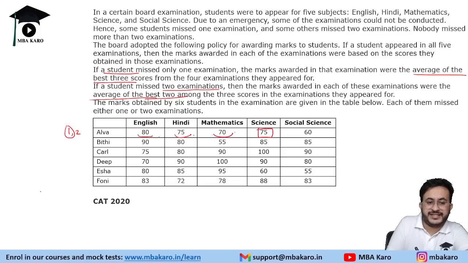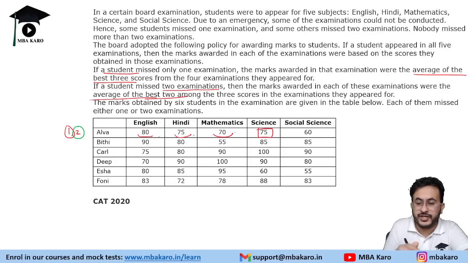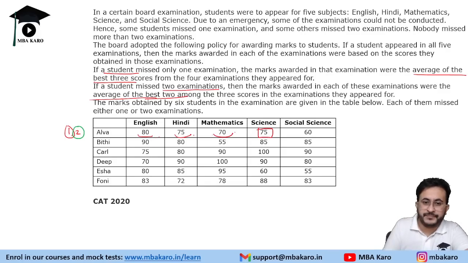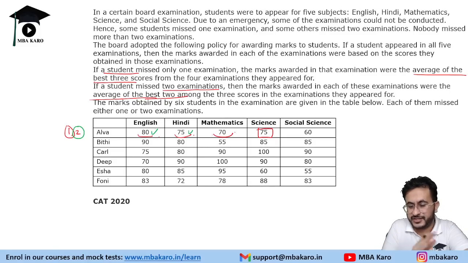Now we will take the second scenario where the person misses two exams. Suppose the person misses two examinations. So it will be the average of the top two, right? Now if you take the top two, 80 and 75, the average is quite high, right? Which is not present here.